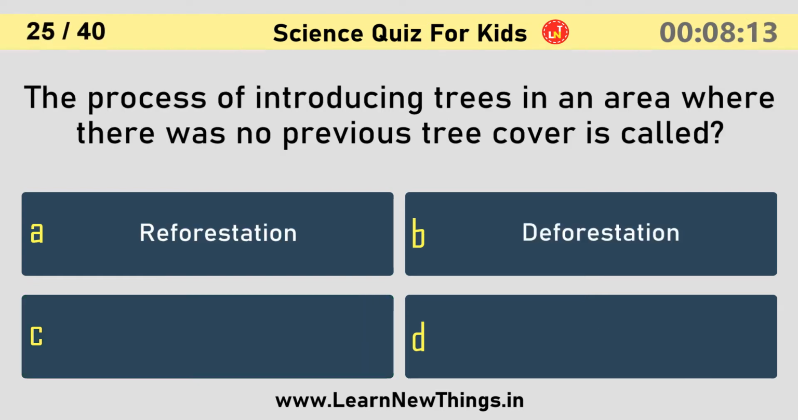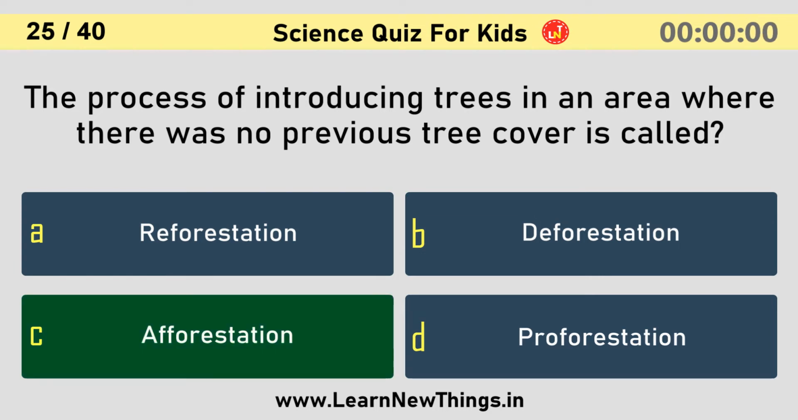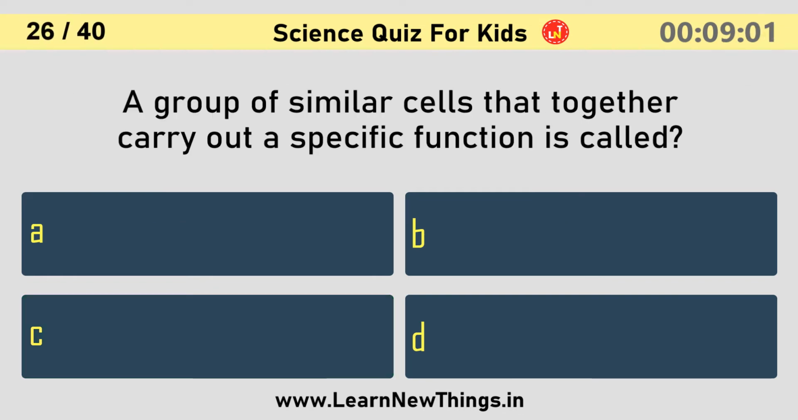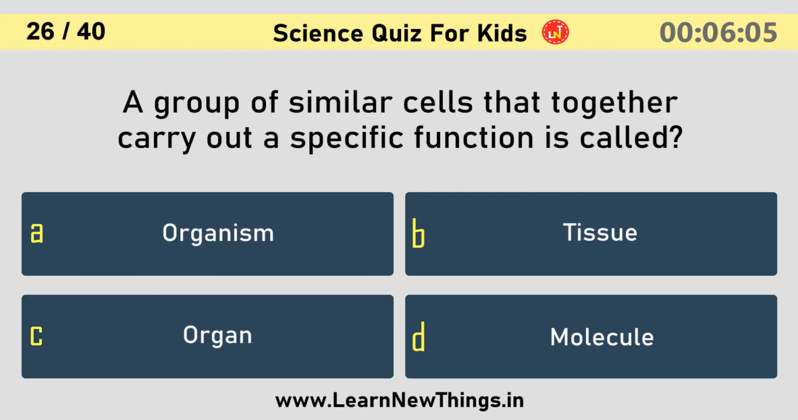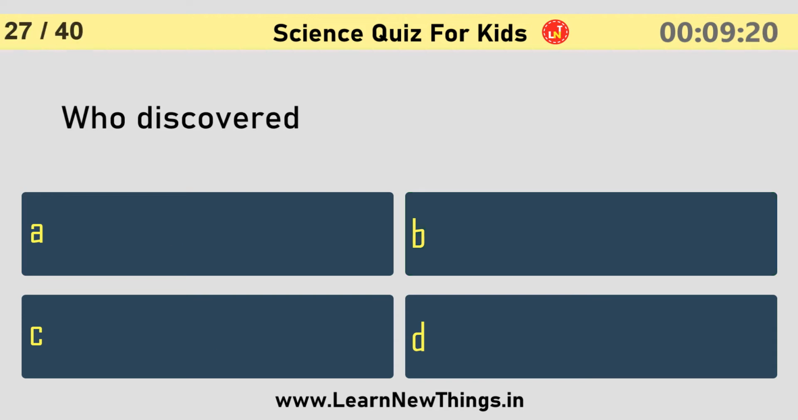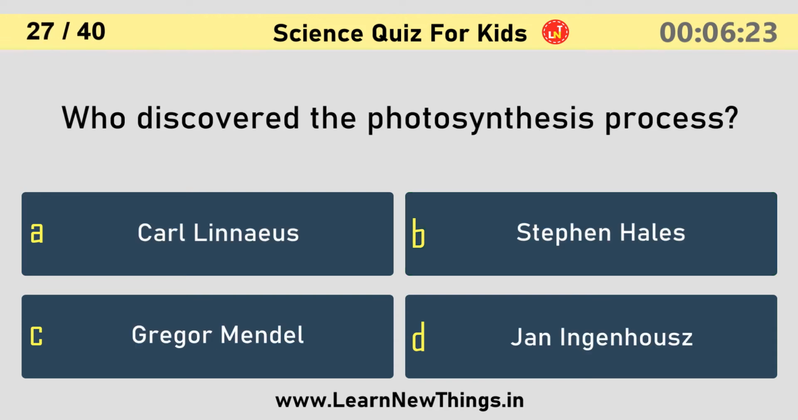The process of introducing trees in an area where there was no previous tree cover is called afforestation. A group of similar cells that together carry out a specific function is called tissue. Who discovered the photosynthesis process? Jan Ingenhousz.